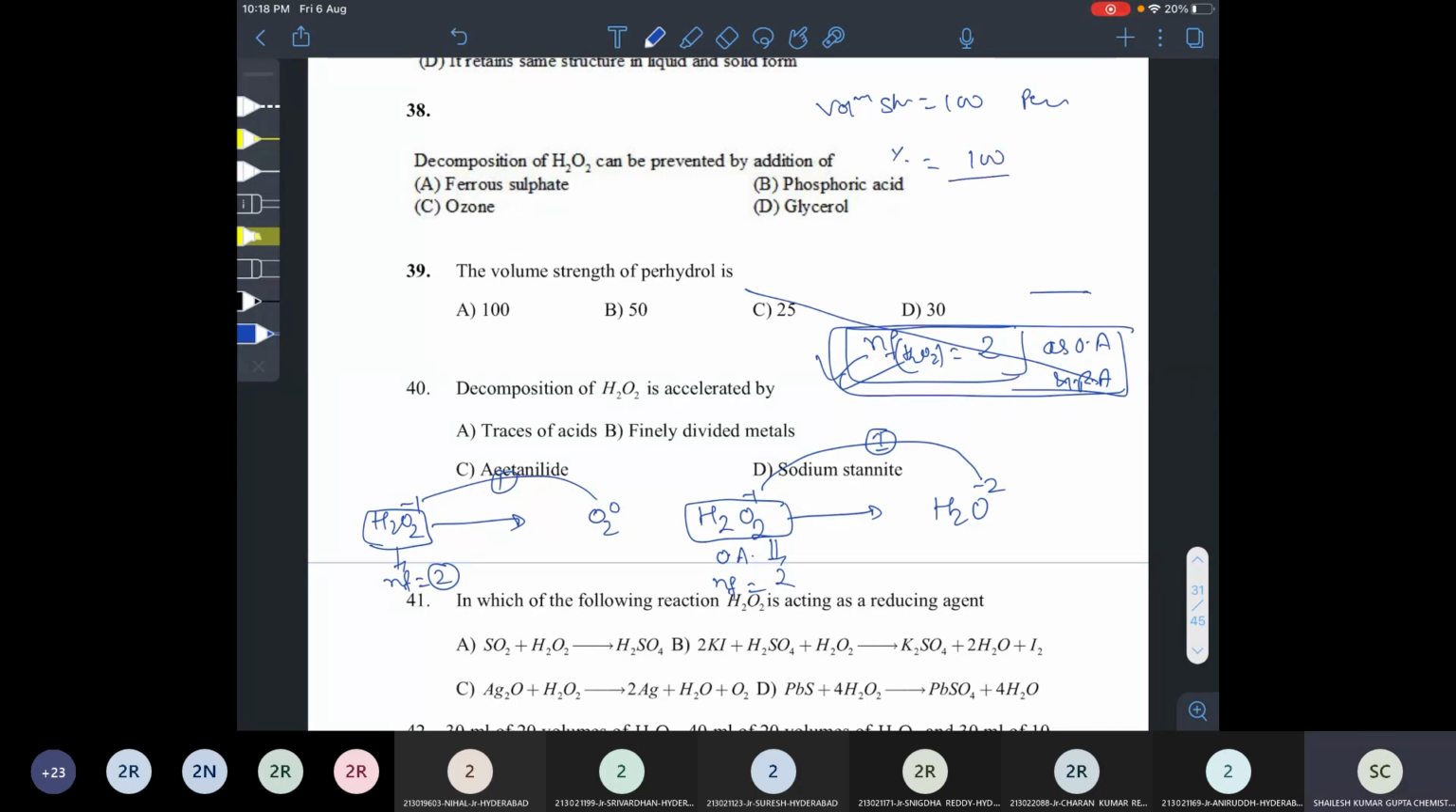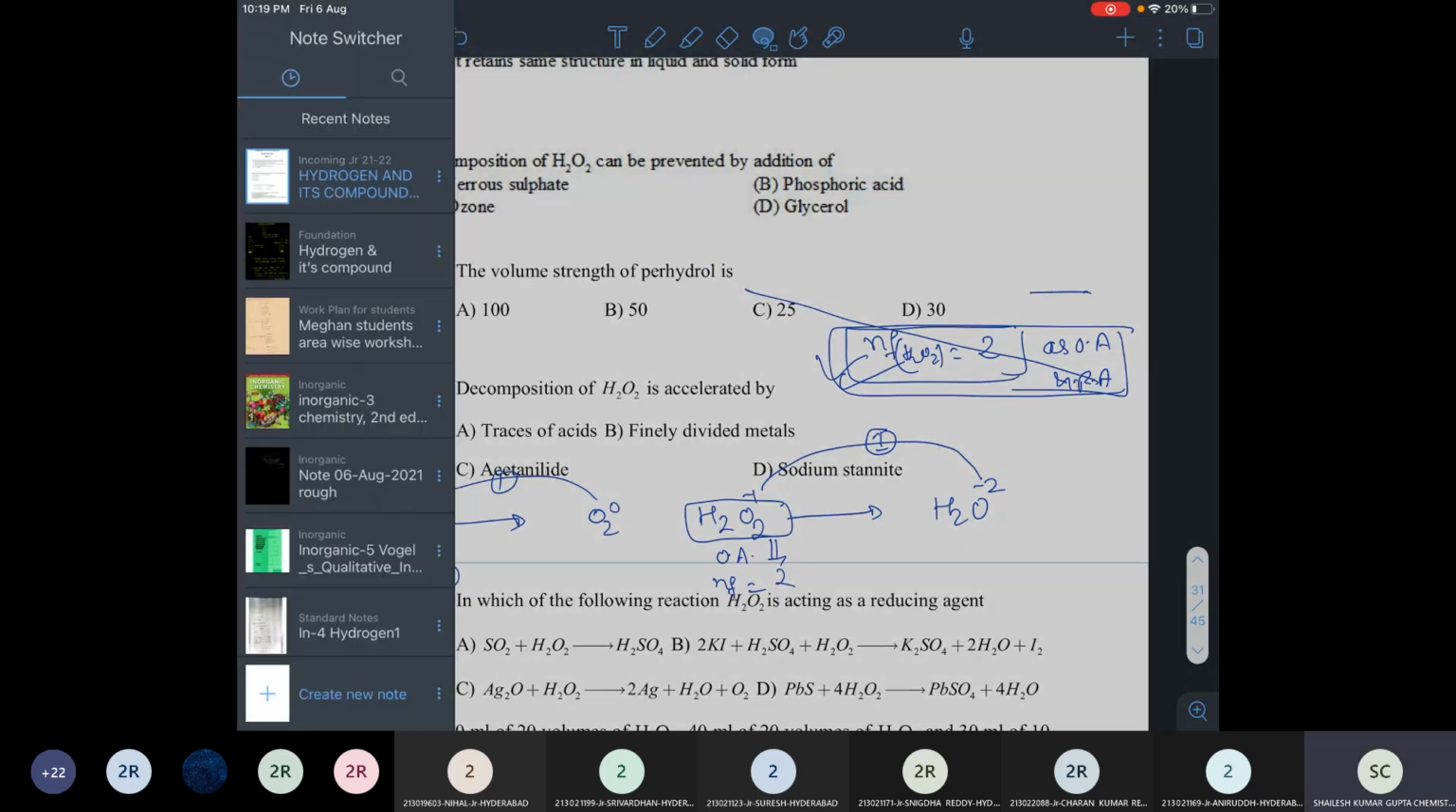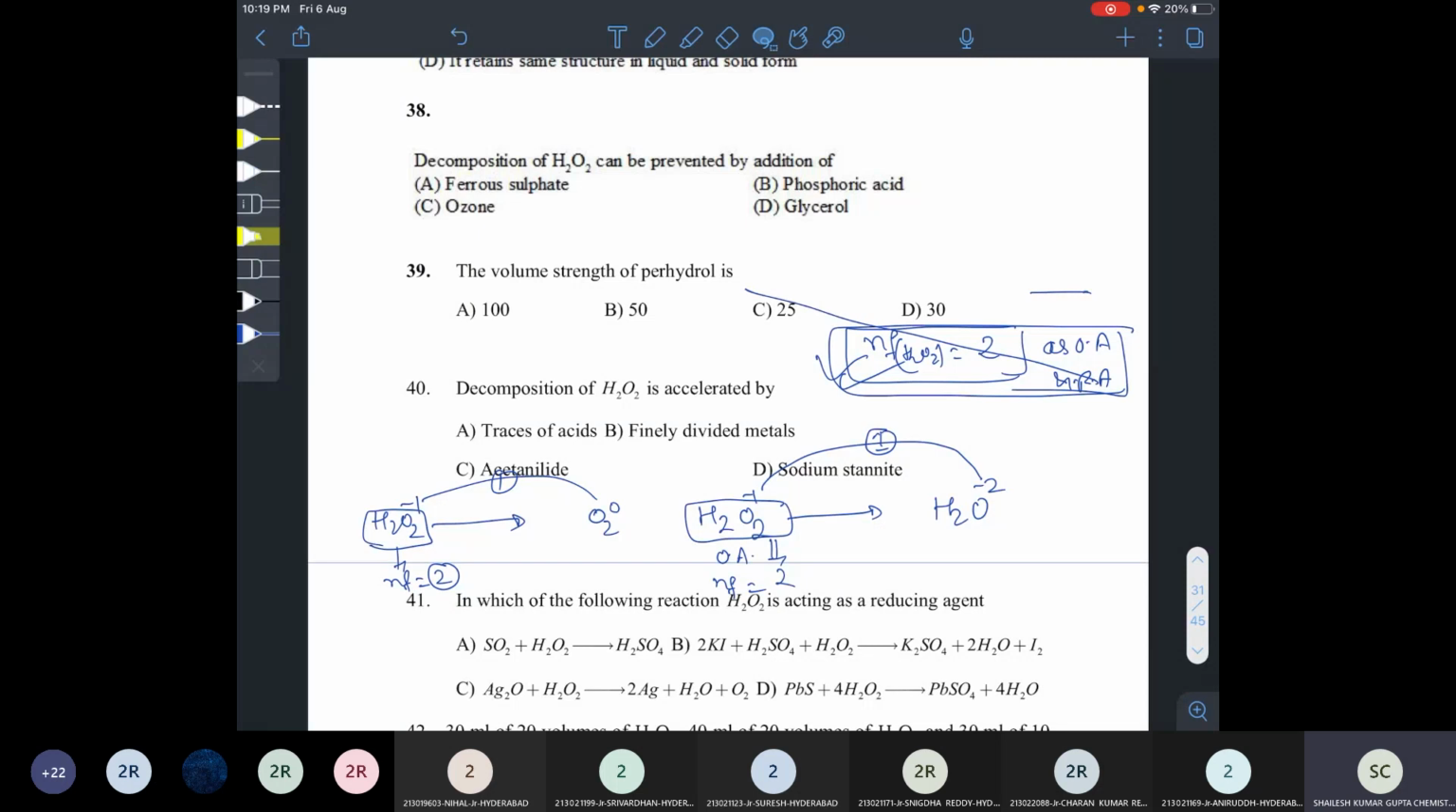Volume strength, do you remember the molarity expression? 100 divided by 11.2, into molecular weight 34, divided by 10. So basically it will be 10 into 34, so 340 divided by 11.2. It will be approximately 30. So either you say 30% strength or you say 100 volume strength. So the good thing is I should make a note over here.